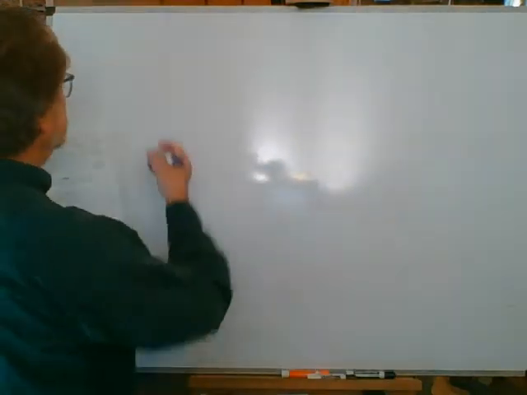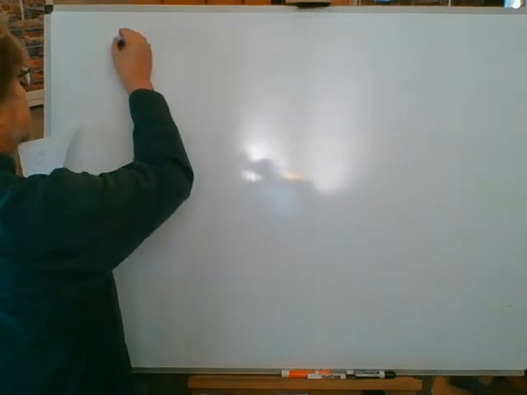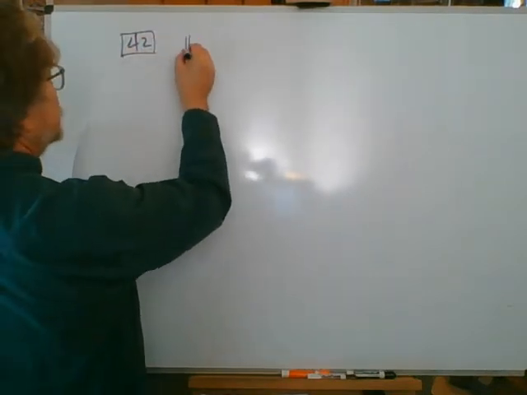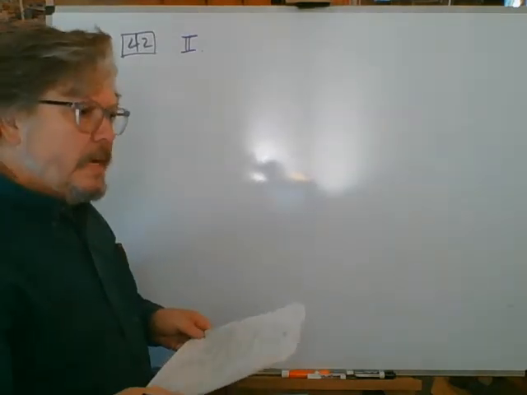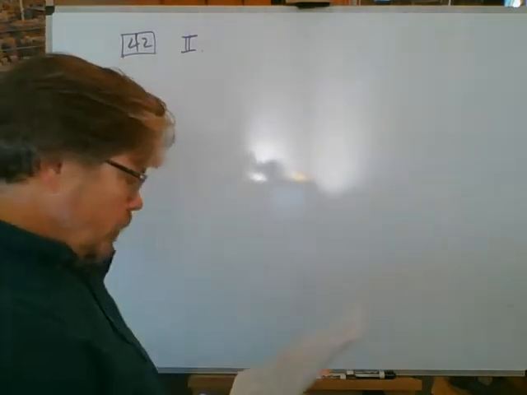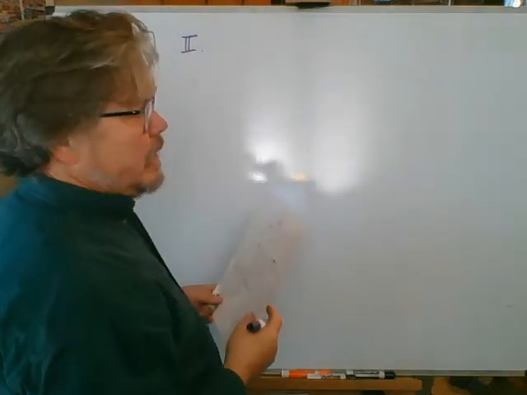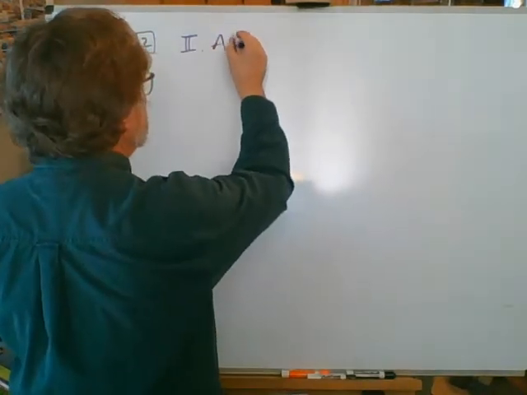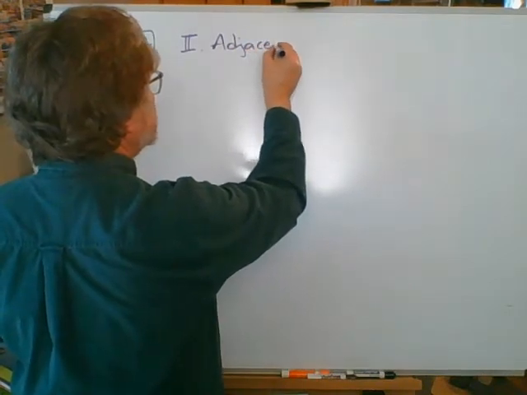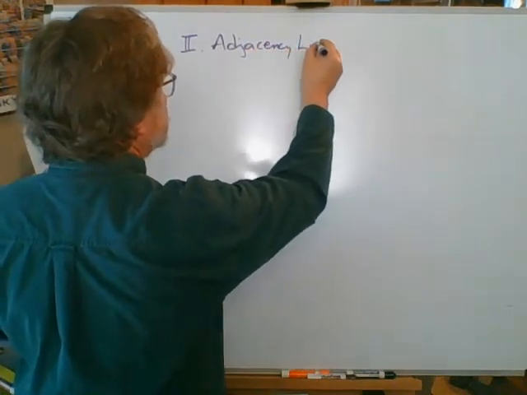This is video 42, I believe. Yes. And we need to look at Roman numeral 2, continuation of the last video. This is the other major, the competitor way to represent a graph. Adjacency lists. A-D-J-A-C-E-N-C-Y lists.